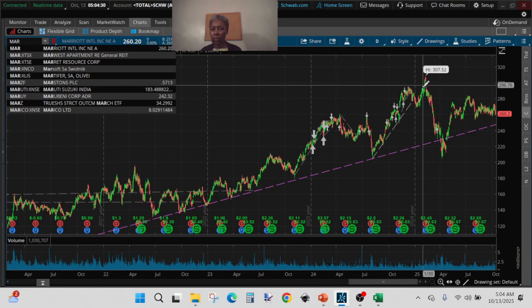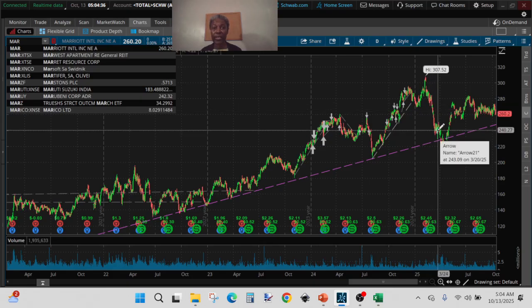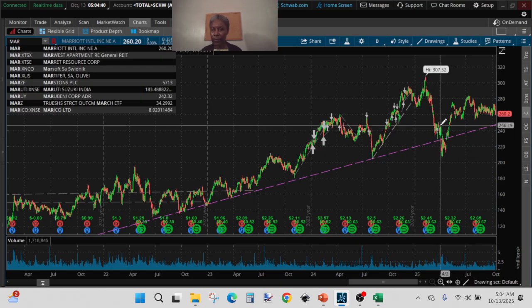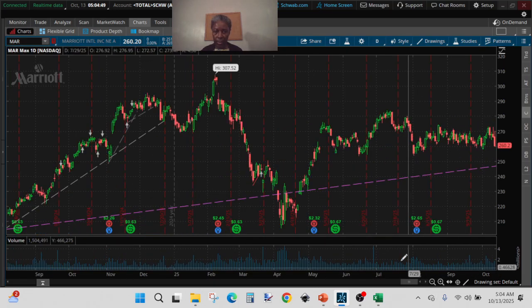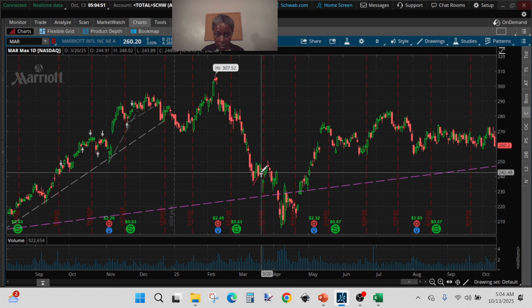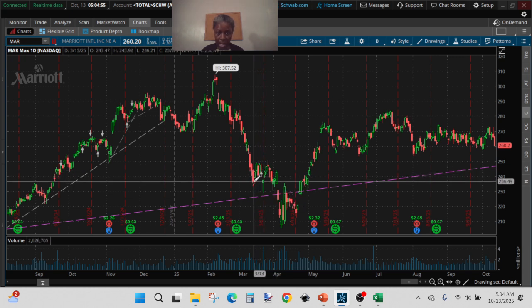So when it was coming back, we have an arrow here. We purchased the stock there. When we purchased it, because it was around this support line, it pulled back on us. So let's zoom in to see if we waited. We saw that this low is higher than this one.